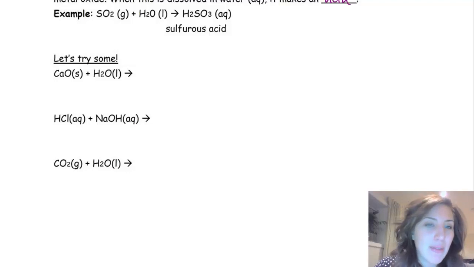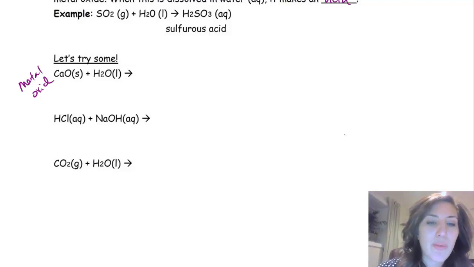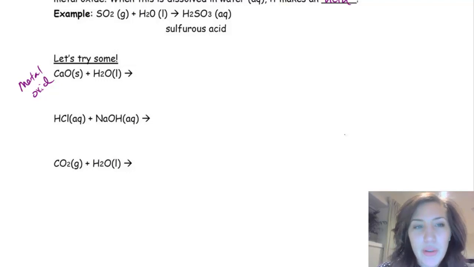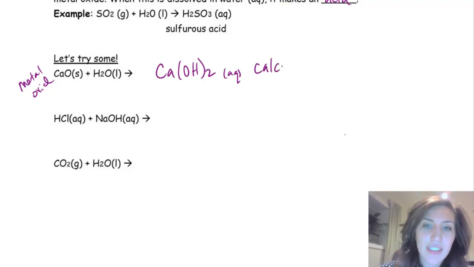Here we have calcium oxide, so this is a metal oxide. This forms with water, so we're going to make something that we know is going to end up being a base. So if you look up how they could form together, you might see that we can get aqueous calcium hydroxide.